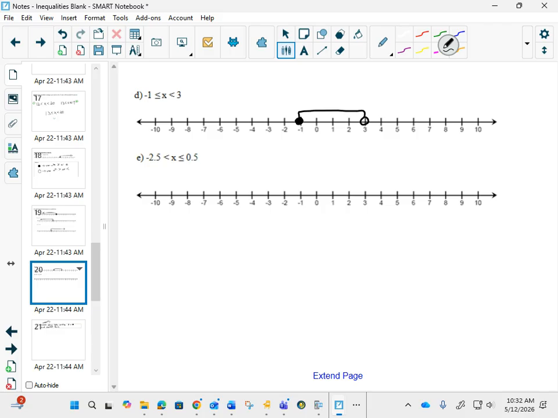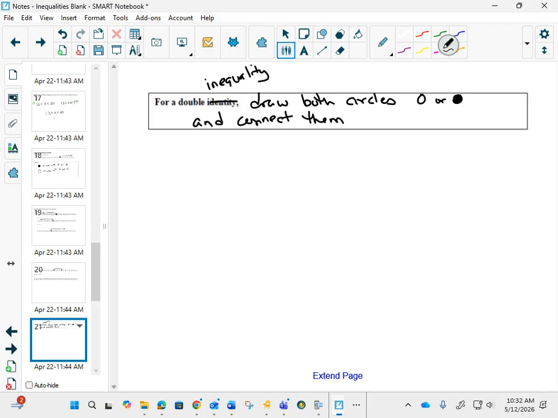Can you go back to the double inequality write down thing? Sure. You didn't write it down. So for a double inequality, draw both circles. They're either going to be open or closed. And then you connect them.